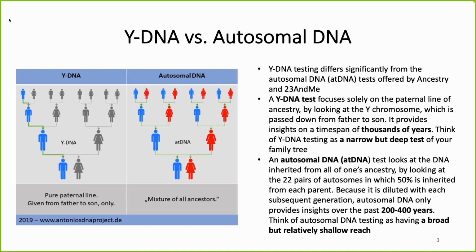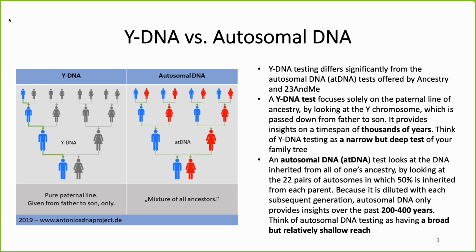That's the Y-DNA line. An autosomal DNA test, shortened as atDNA, looks at DNA inherited from all of one's ancestry. It comes through the 22 pairs of autosomes, and you inherit 50% of that from each parent. So you can see on the diagram here, your autosomal DNA comes from all lines of your ancestry. You get basically 50% from each parent, 25% from each grandparent, and 12.5% from each great-grandparent, and so on. But because of that, it gets diluted with each subsequent generation.